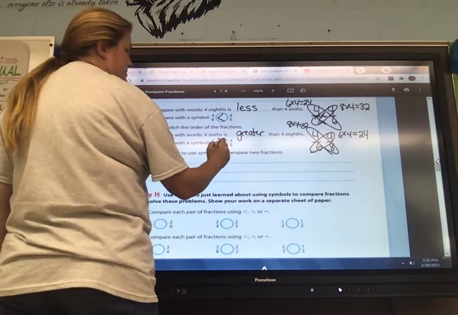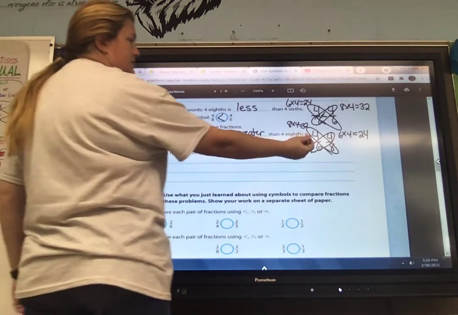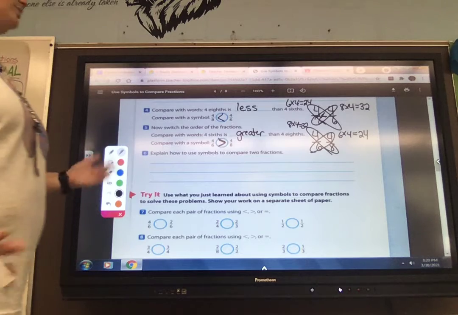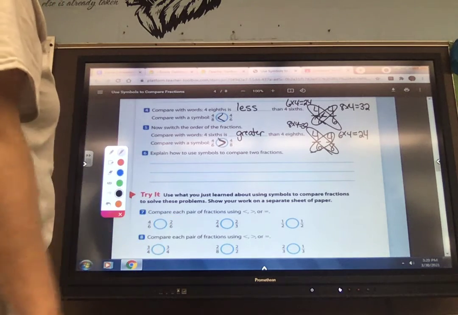So now we still want to eat 4/6. We're still eating the 32. We just swapped which one went first. So that switches our sign.